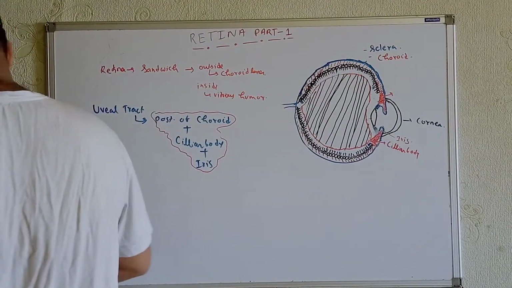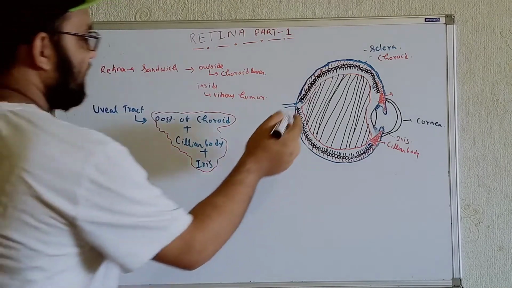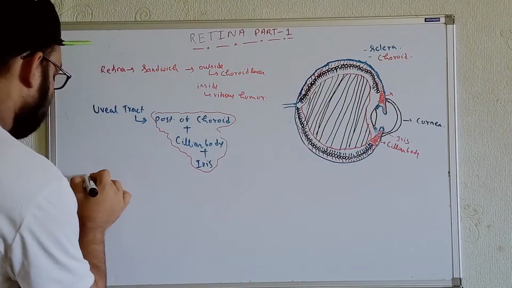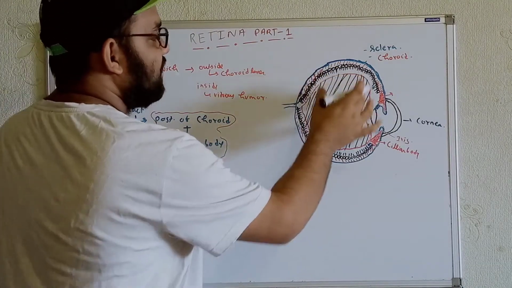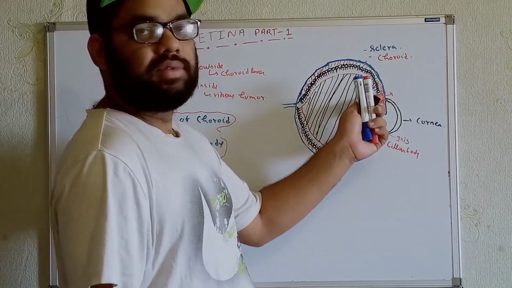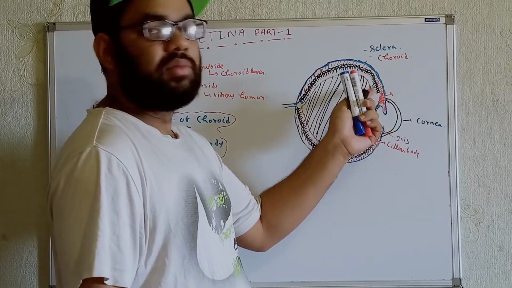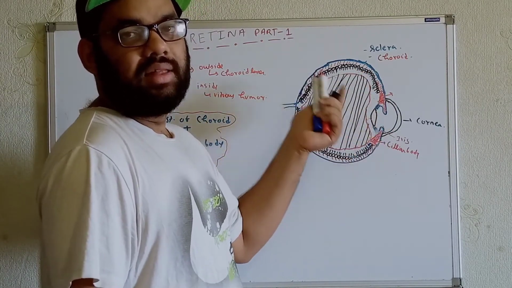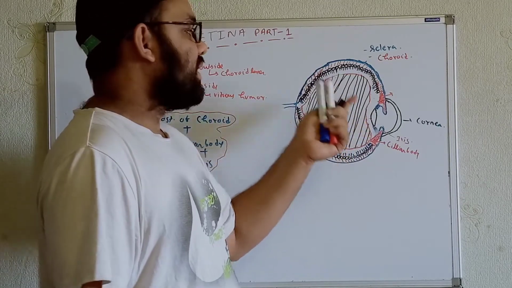Now see, this is the light sensitive part of the neuronal cells. So the light sensitive part of the retina will end up where? In this location I am going to talk about right now. Where the light sensitive part of the retina ends is known as ora serrata. What is ora serrata? How is it formed? I will talk about it right now.